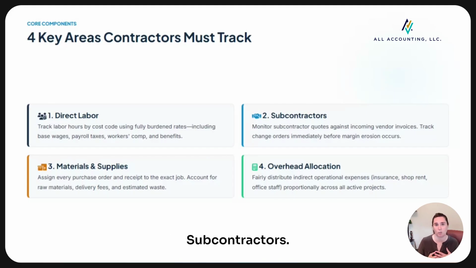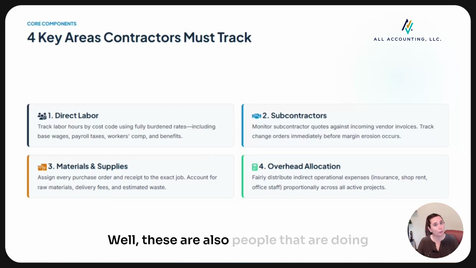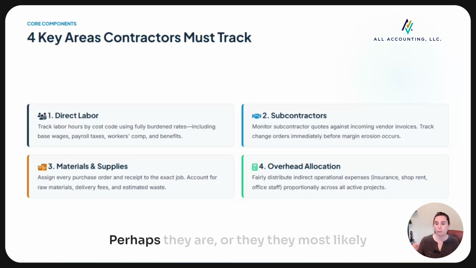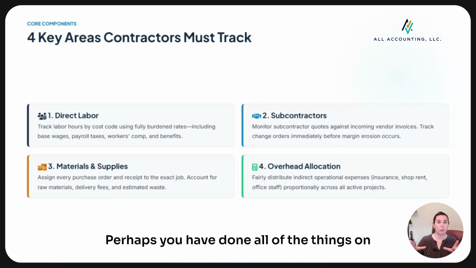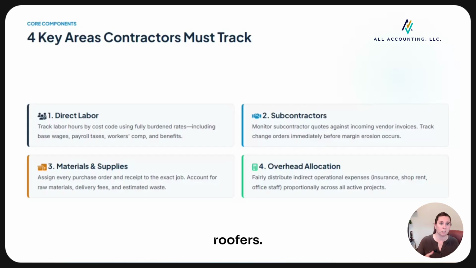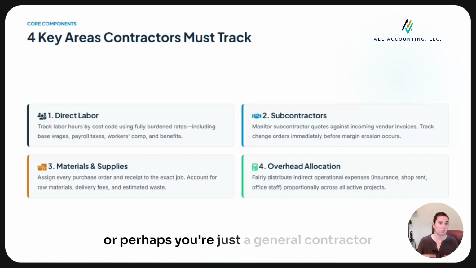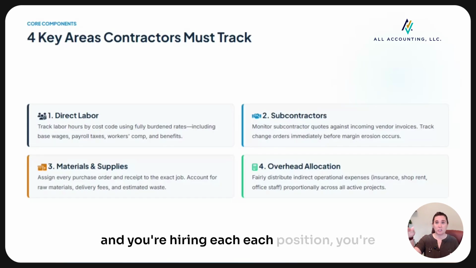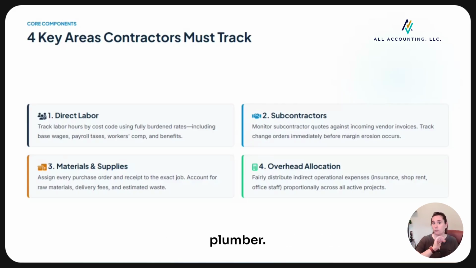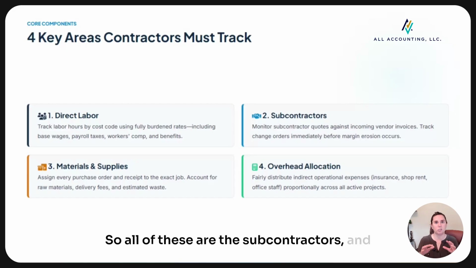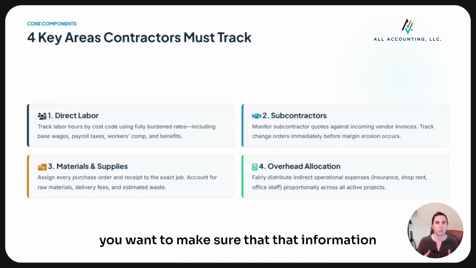Okay, so what's next? Subcontractors. Well, these are also people that are doing work on the job, but you don't have them as W-2 employees. Perhaps they are, or they most likely are just 1099. So they're doing a big piece of the work. Perhaps you have done all of the things on the inside of the home, but they're the roofers. Or perhaps you're just a general contractor and you're hiring each position. You're hiring the roofer, and then you're hiring the plumber and the electrician. So all of these are the subcontractors, and you want to make sure that that information is ready.